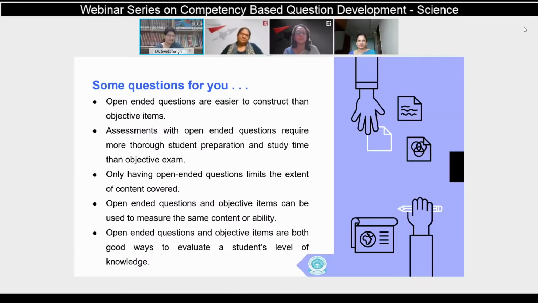Absolutely. The second statement: assessments with open-ended questions require more thorough student preparation and study time than objective examination or than a question paper which has objective assessments. So I'll request Gayatri, maybe Gayatri, your take on this.